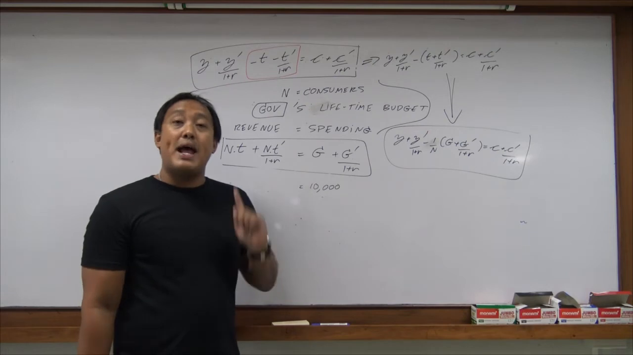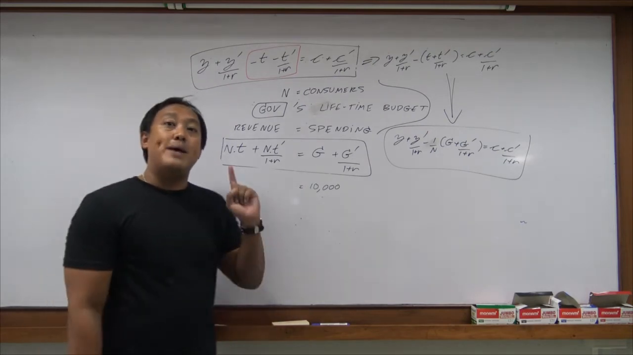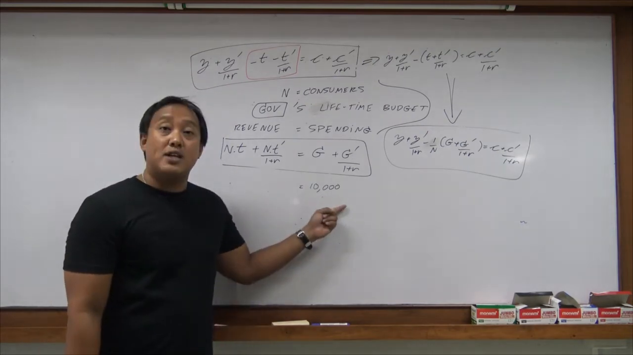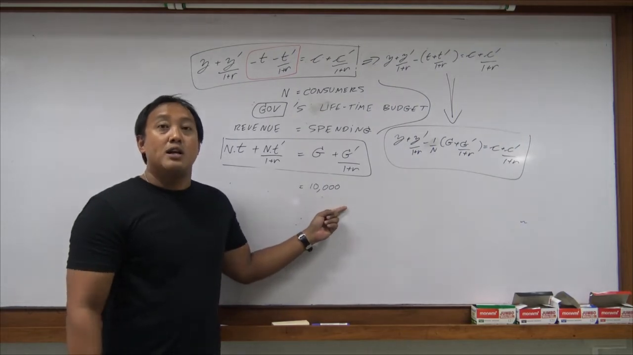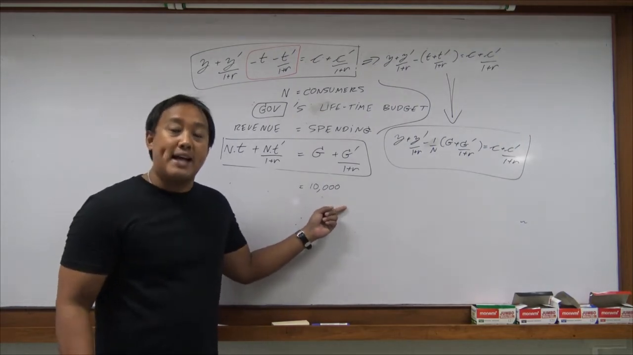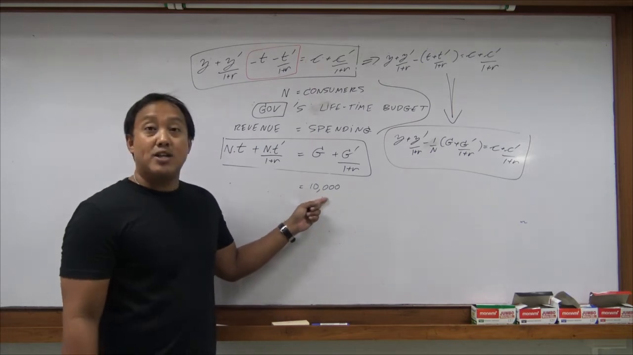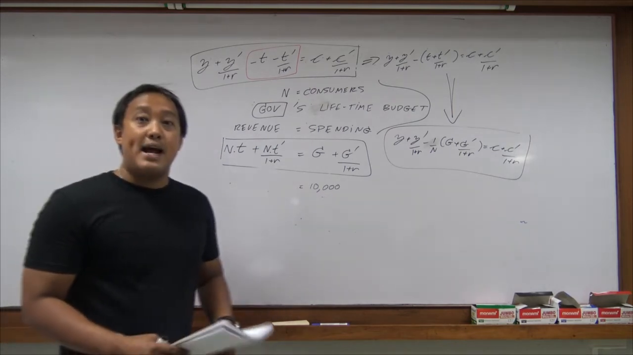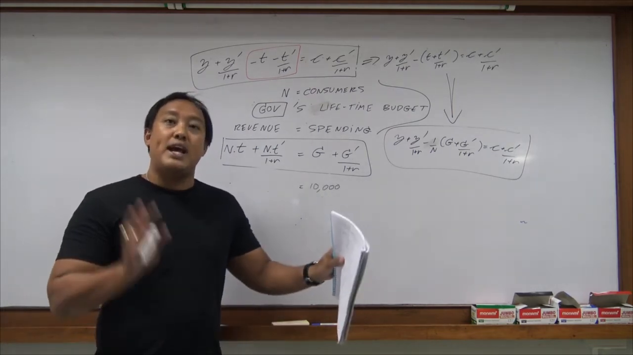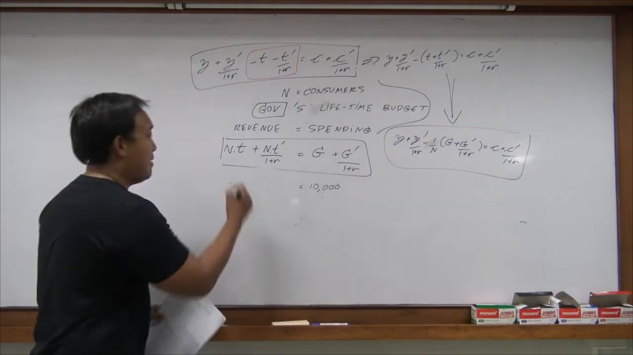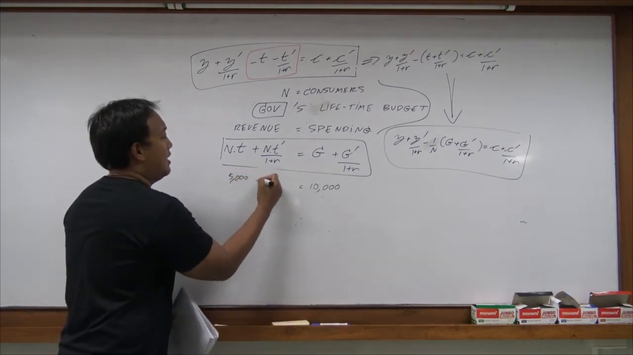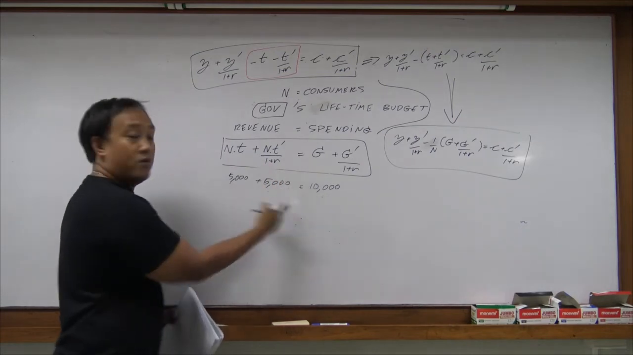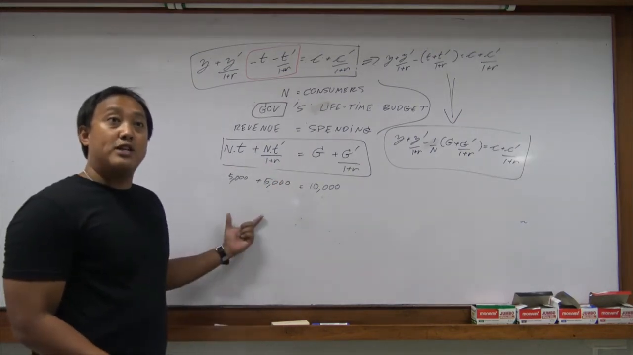Then the government have many choices, okay? The government know they have to spend 10,000 for the lifetime, today and tomorrow. So they have many choices how to tax the people. They may tax the people equally today and tomorrow. Maybe tax 5,000 today and 5,000 tomorrow. Okay? Tax equal today and tomorrow.